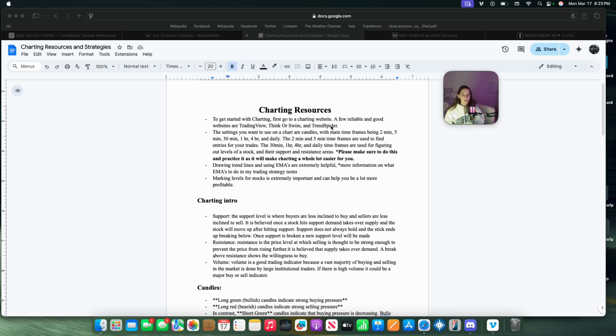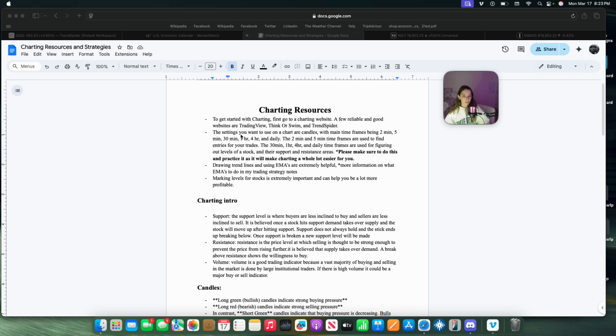So the settings you want to use on the chart are candles, the candlesticks, which I'll show. I'm going to go over my chart in a second and show you guys my setup, and then the time frames that you want to have marked off. I said the 2-minute in here, but realistically, you kind of want to be using the 5-minute, especially if you're more of a beginner. So the 5-minute, the 30-minute, the 1 hour, the 4 hour, and the daily. The 5-minute is solely used for my entries and exits. 30, 1 hour, 4 hour, daily, all used to take support and resistance levels.